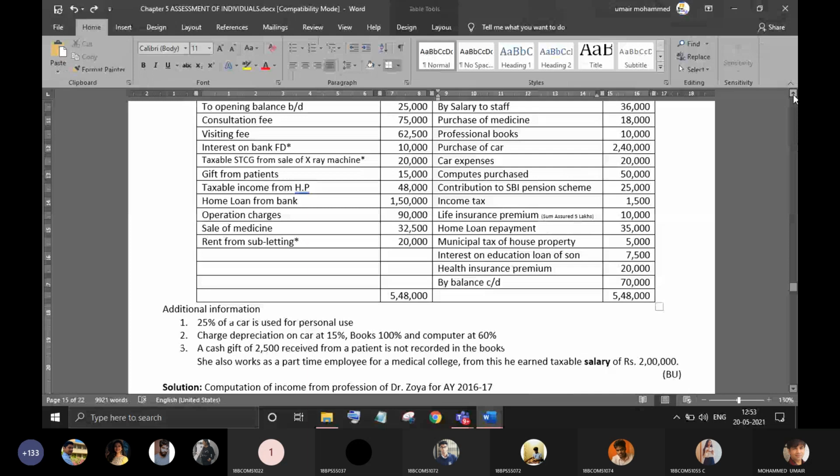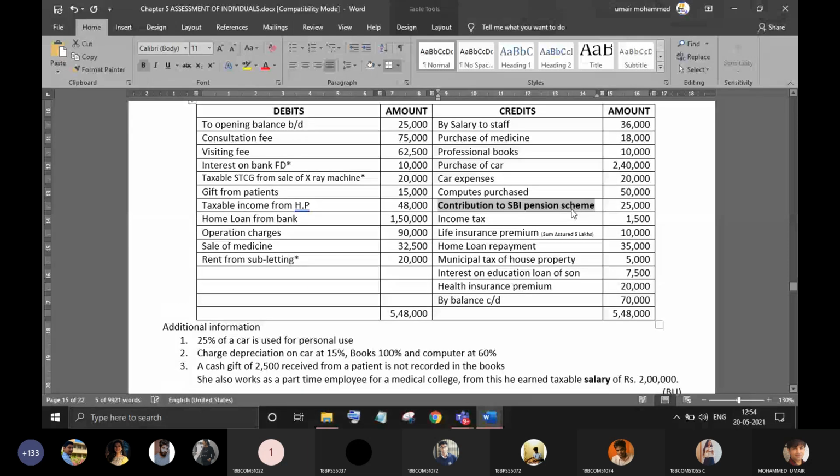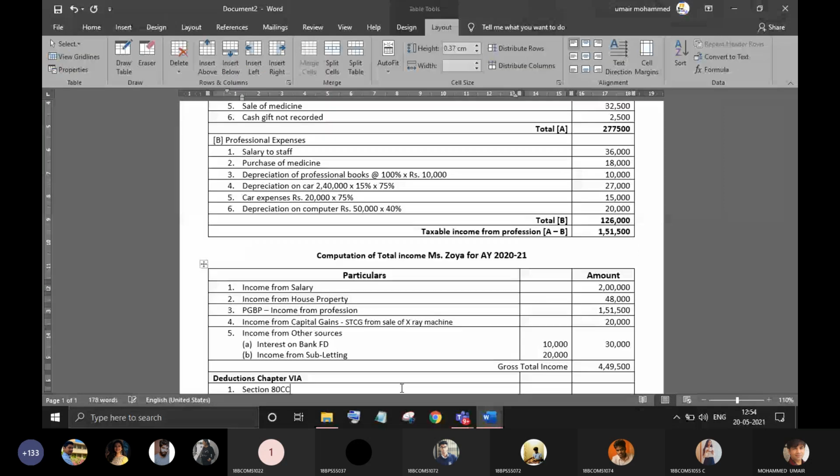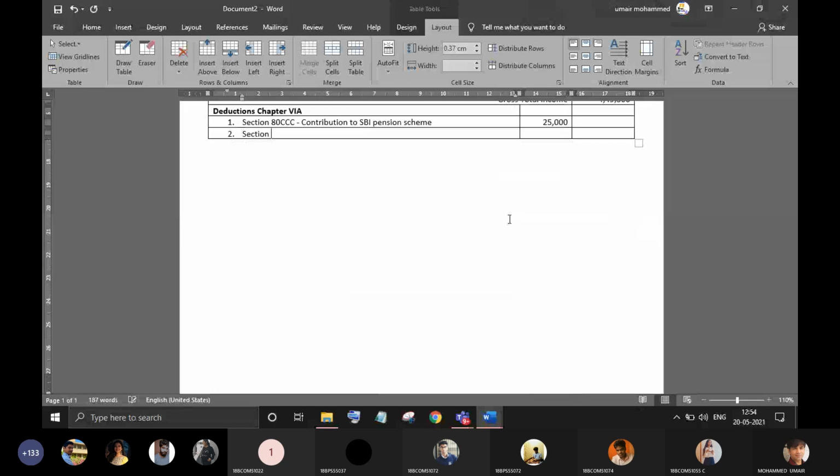Contribution to LIC pension scheme. So this is a deduction under which section? 80C. Amount 25,000. Next. Life insurance premium paid. Section 80C.